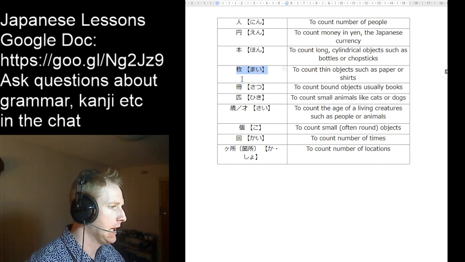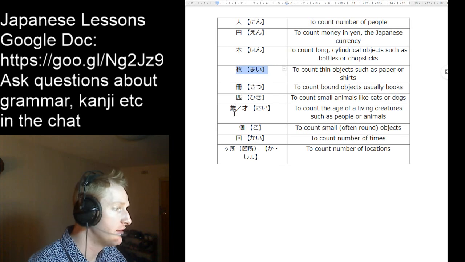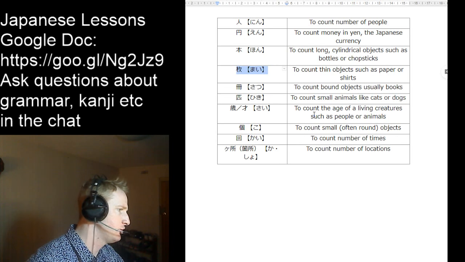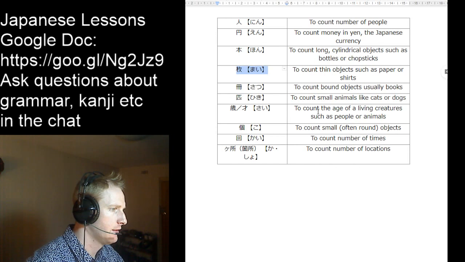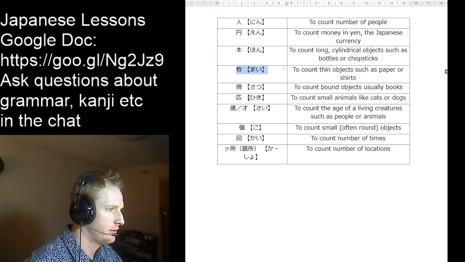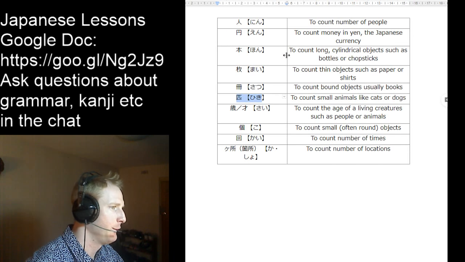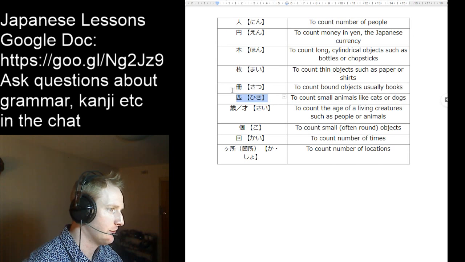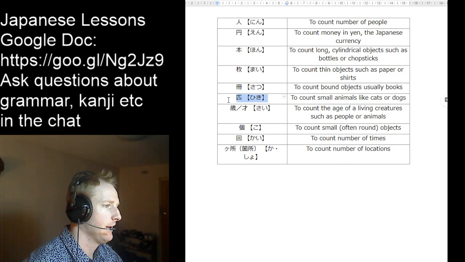Now we have mai. Okay, so thin objects. We got here paper, shirts, these kind of things. Satsu is used for bound objects, so basically books. So you might go, wait, we've got a kanji for book and we don't even use it to count books? Yeah, I know.